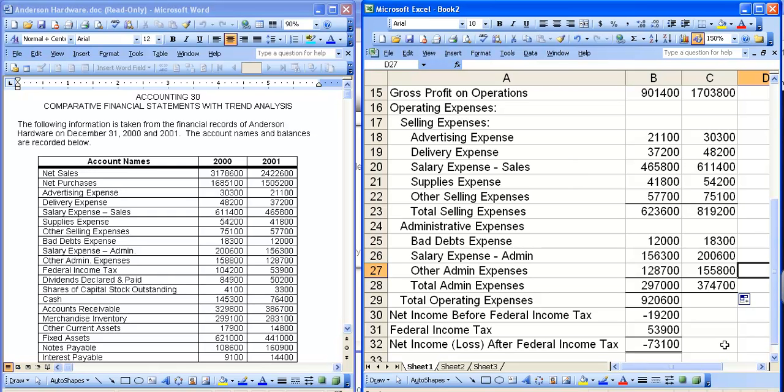Alright, so you can see that I've entered in all of the expense amounts and added them up. To get our total operating expenses again, we're going to add our total selling expenses plus our total admin expenses. And I'm going to copy the formula across one more time. And I see that I have an incorrect number here. This should be 158,800.